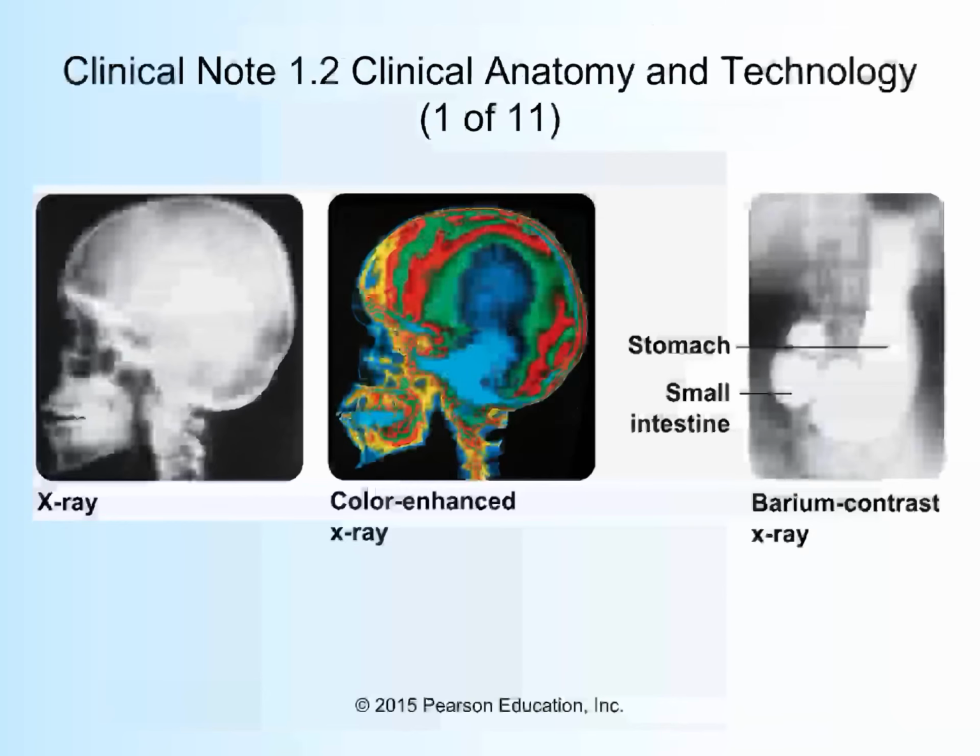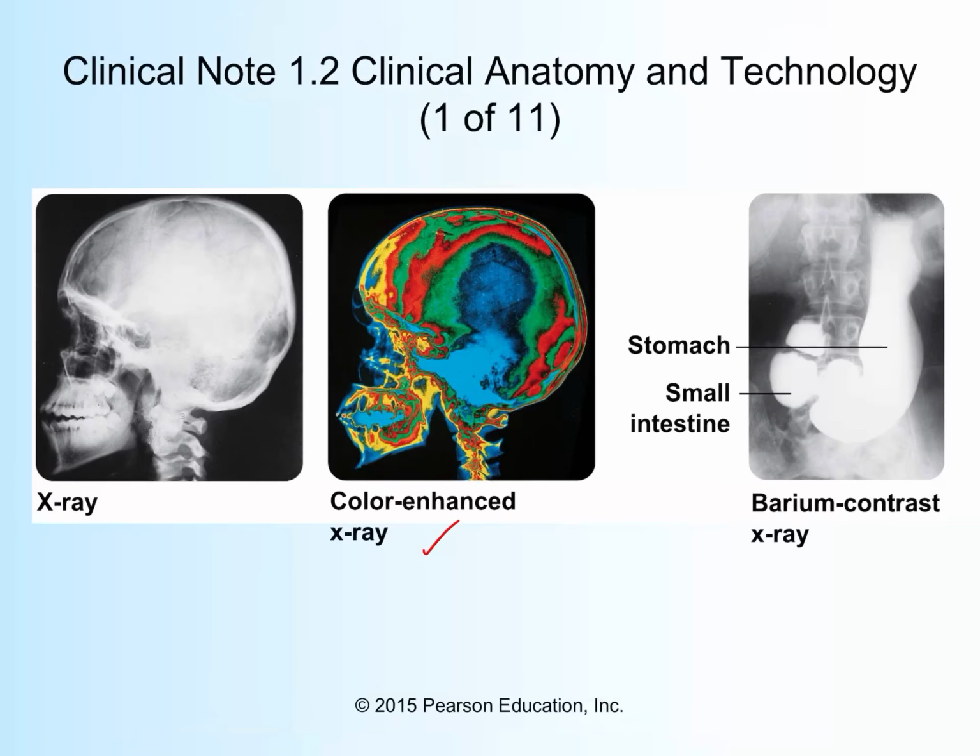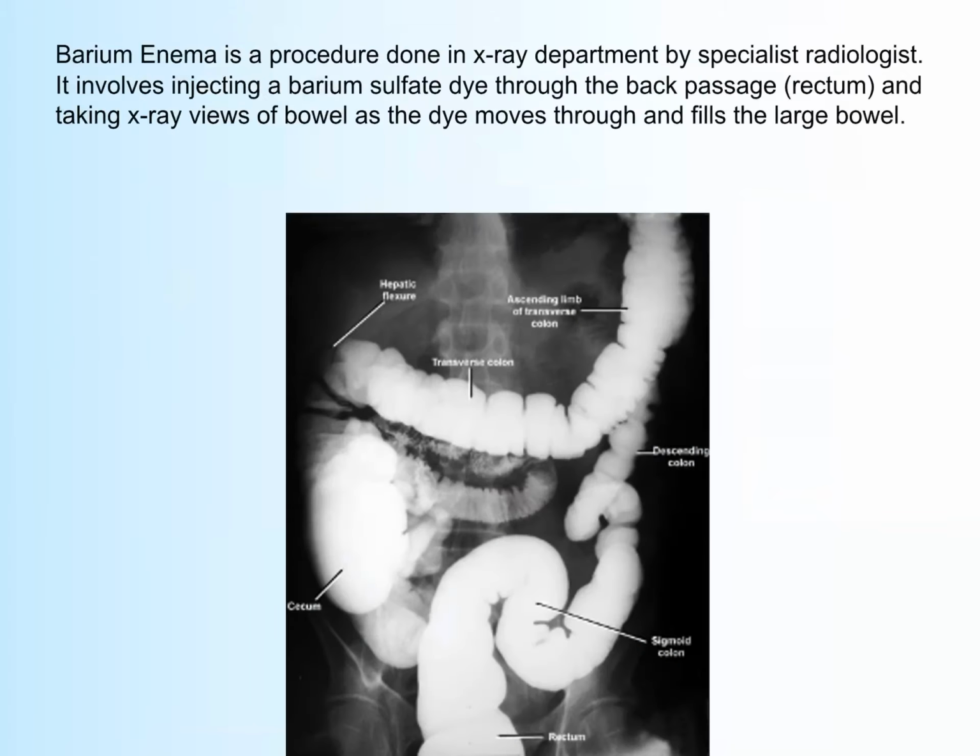Here are other images. Here's X-ray. You can color enhance the X-ray, and there's something called a barium contrast X-ray. So I'll show you this picture. When you're taking images of soft tissue like your organs, they don't show up very well in an X-ray. So what they can do is give you a radio opaque substance. They have you drink, or you can inject some kind of dye. This is barium sulfate dye.